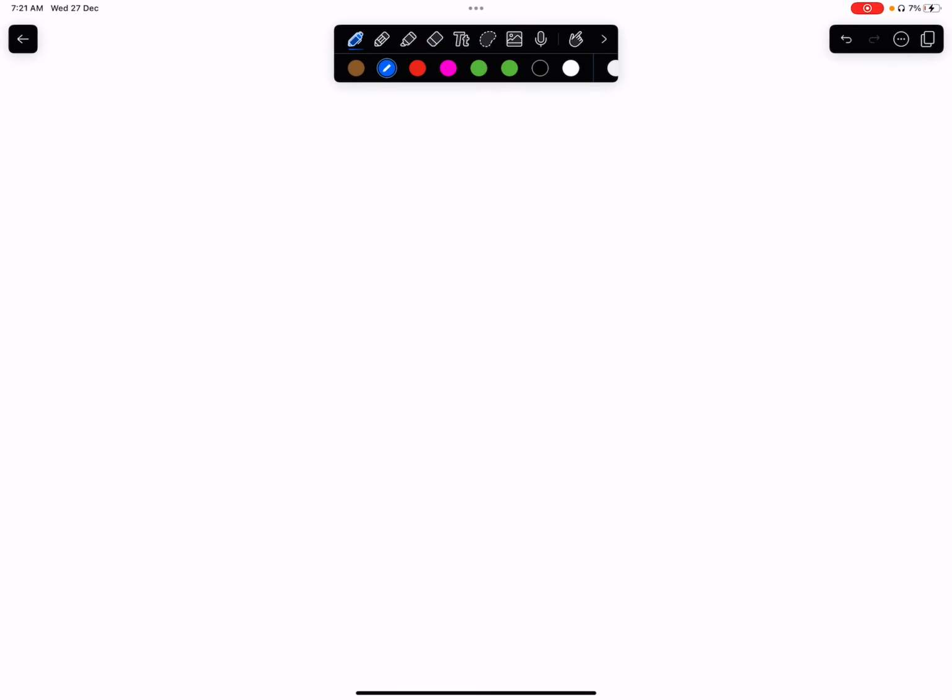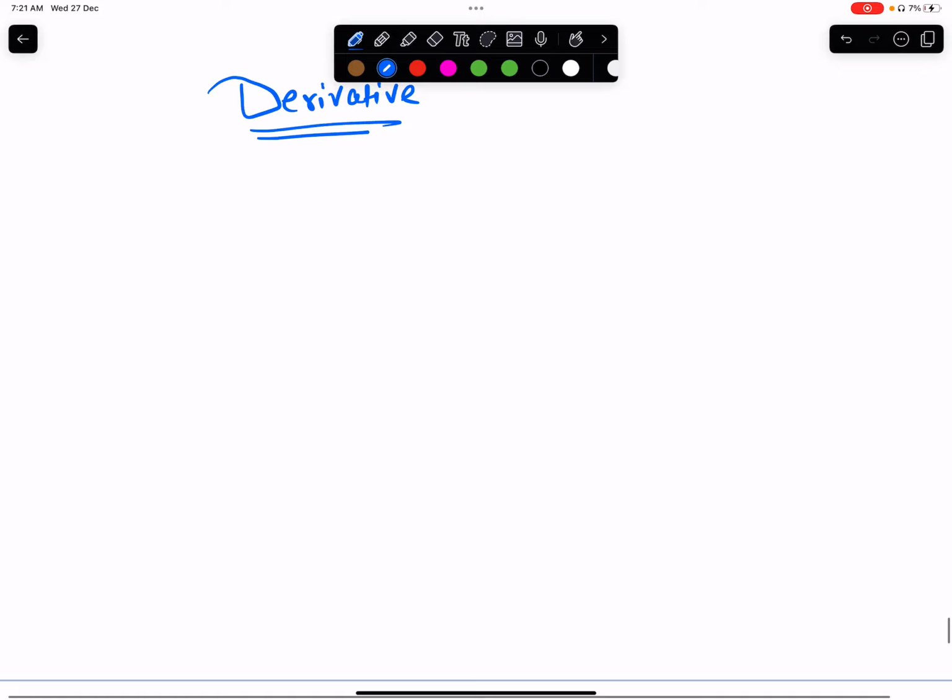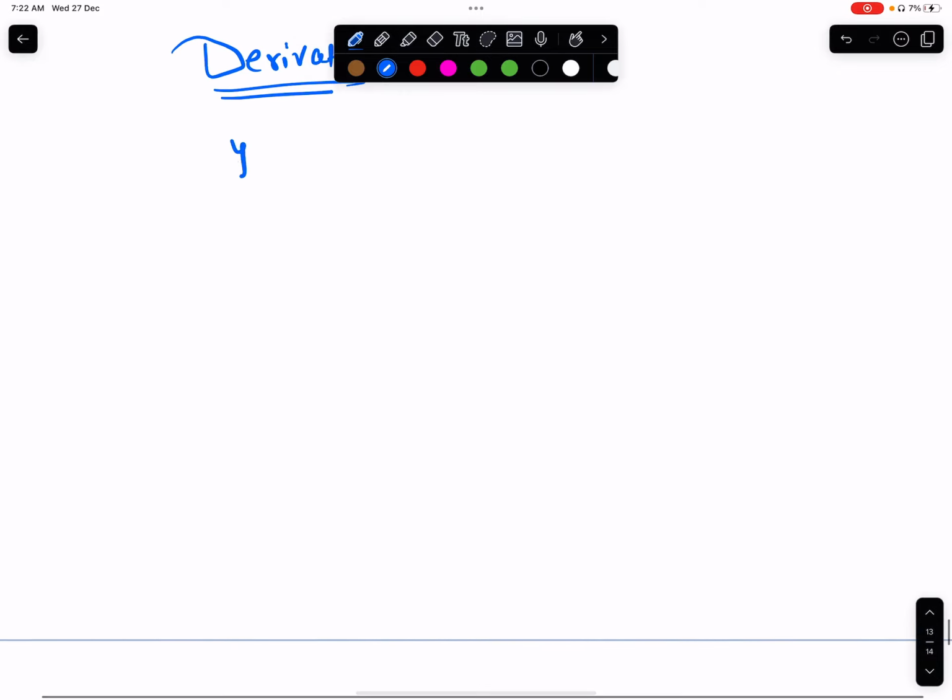So we will solve derivatives in this part. Let's see how to solve the derivative. Let's suppose y equals f of x. How can we write it?